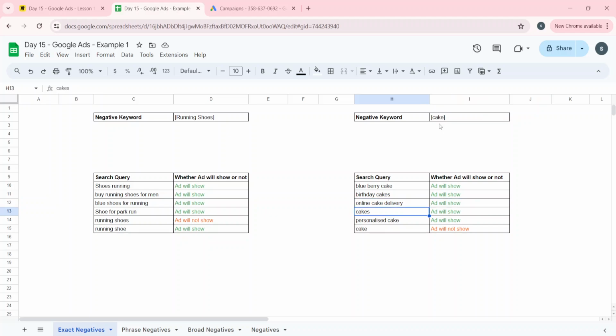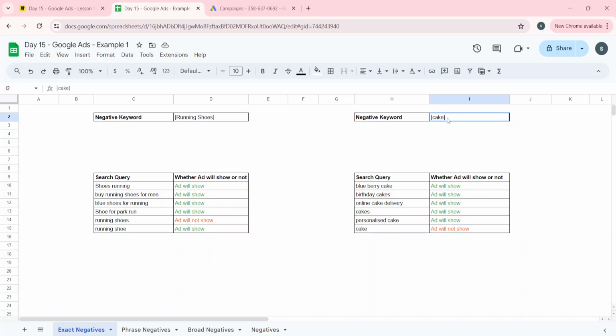Your ad will show, and cakes. Your ad will show. As I said, even a single letter should not be there. Okay, your ad will show. Personalized cake. Your ad will show. And the last one is cake. Your ad will not show, because it is exactly matching, right?